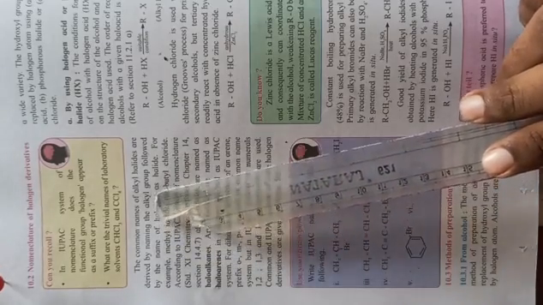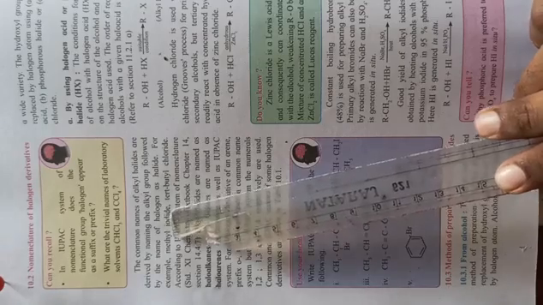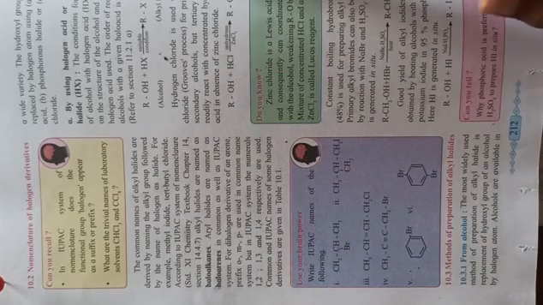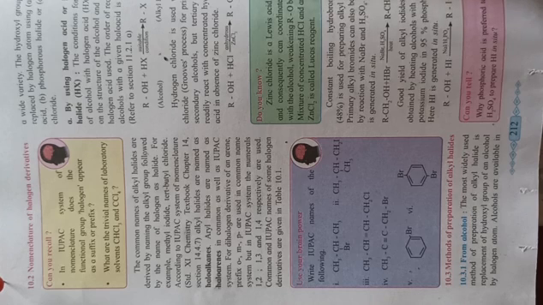Generally, the common names of alkyl halides are derived by naming the alkyl group followed by the name of the halogen as halide. We know that alkyl halides, or monohalogen derivatives of alkane, are obtained by replacement of one hydrogen atom by one halogen atom. From the alkane, when one hydrogen atom is removed, the remaining portion of the hydrocarbon is called an alkyl group.